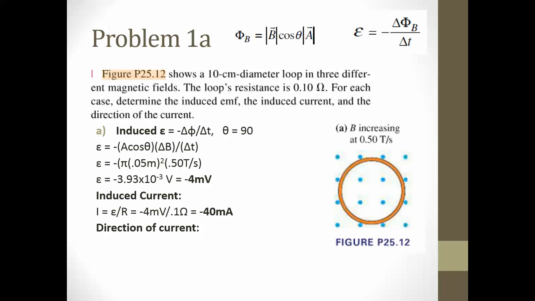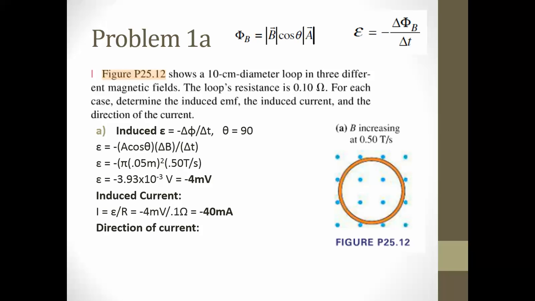Finally, we want to know the direction of the current. Well, we could get it from the negative here. We can also use our right-hand rule to know that if we have an increasing magnetic field coming out of the page, we're going to use our Lenz's law. Increasing magnetic field going out of the page, our induced magnetic field is going to want to go into the page. Use your right-hand rule.